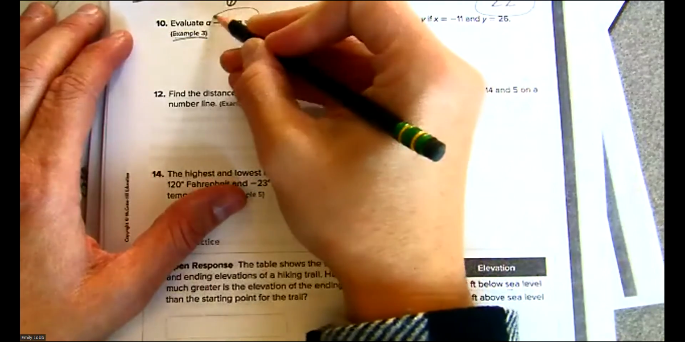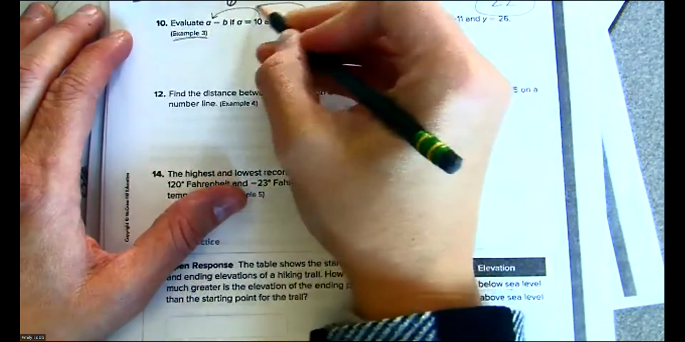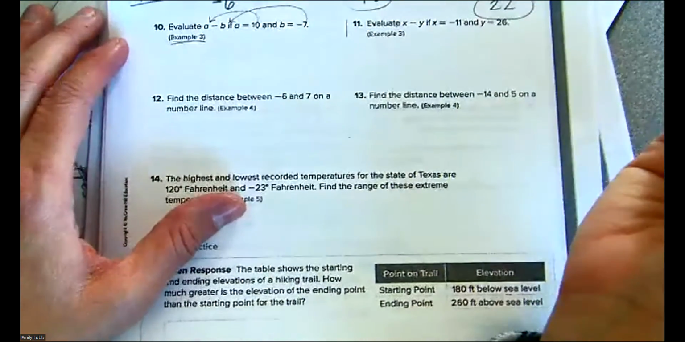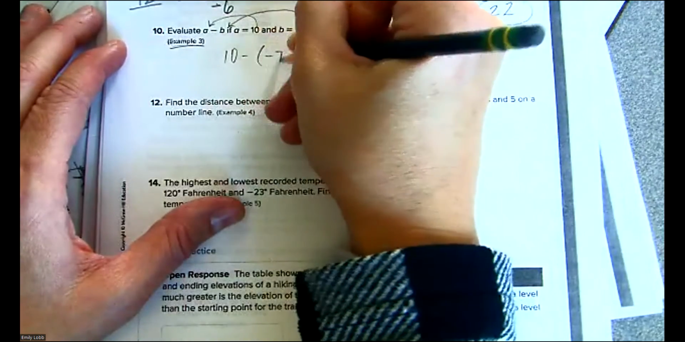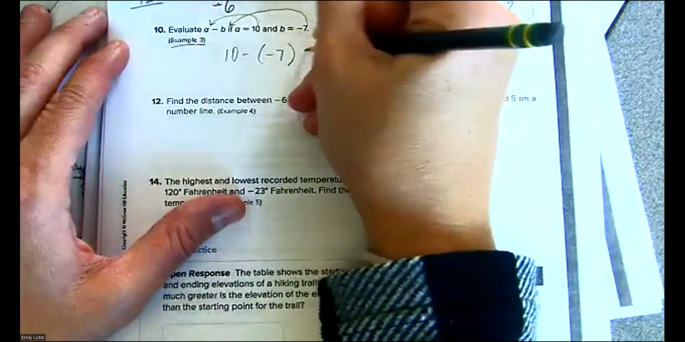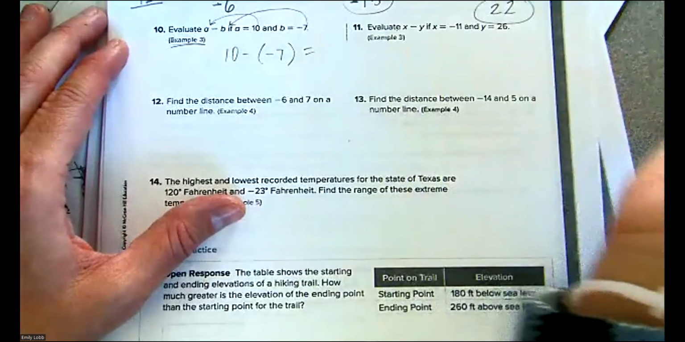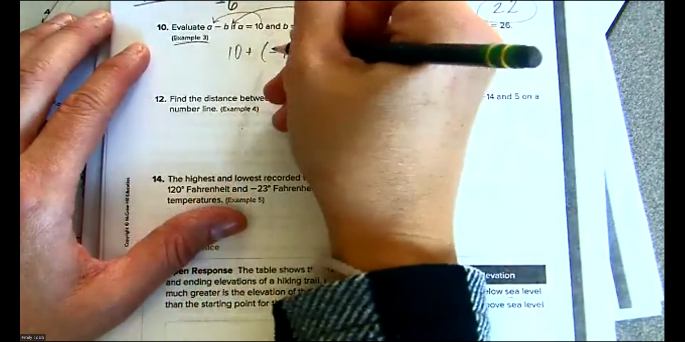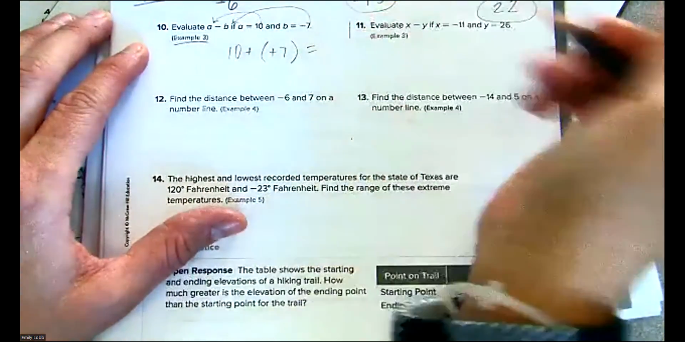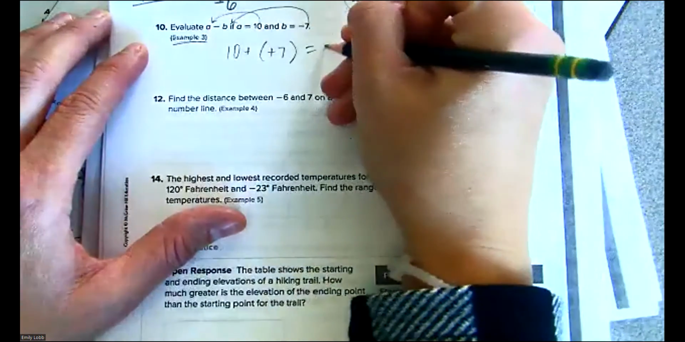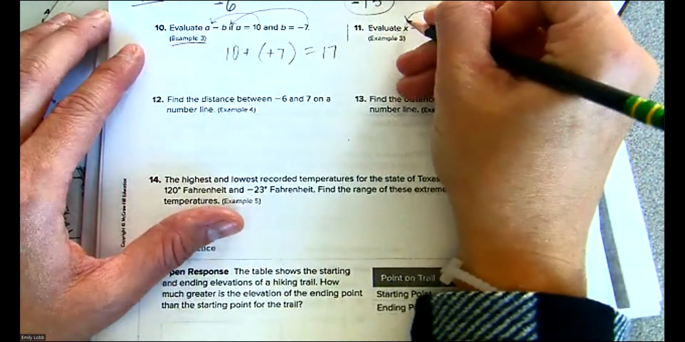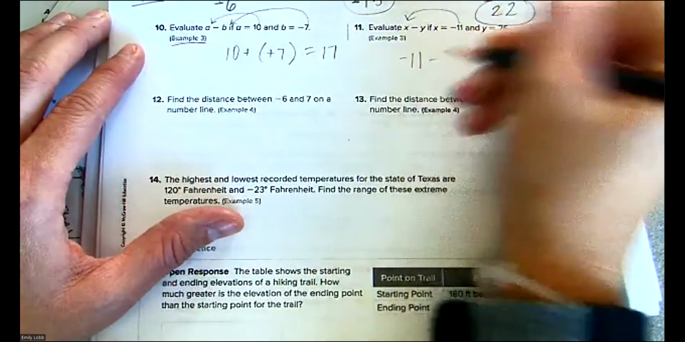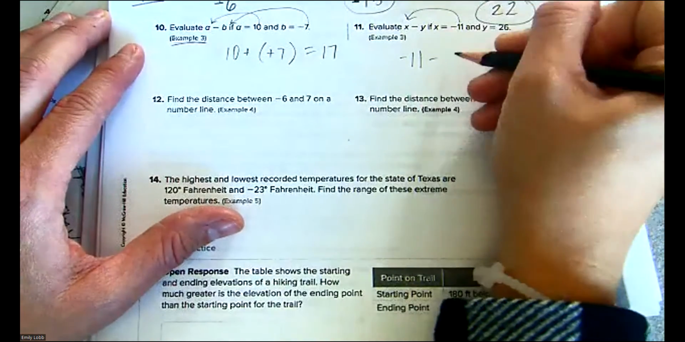Okay. So I'm going to put A in for A and B in. So this becomes 10 minus a negative 7. That's 3. No, it is not 3. Yes, keep, switch. So 10 plus 7 is what? It's 17. Here, we're gonna put in x for x, so negative 11 minus, what is y?